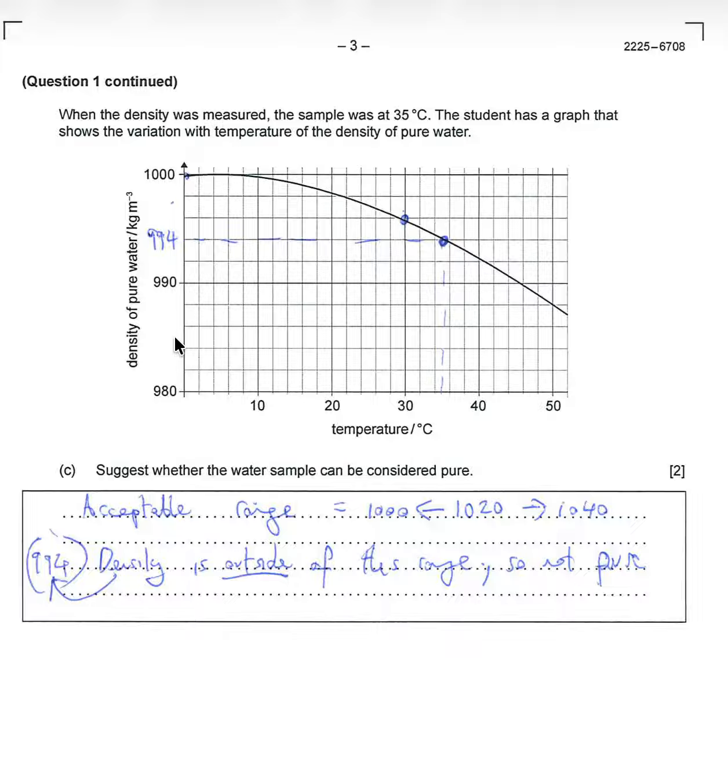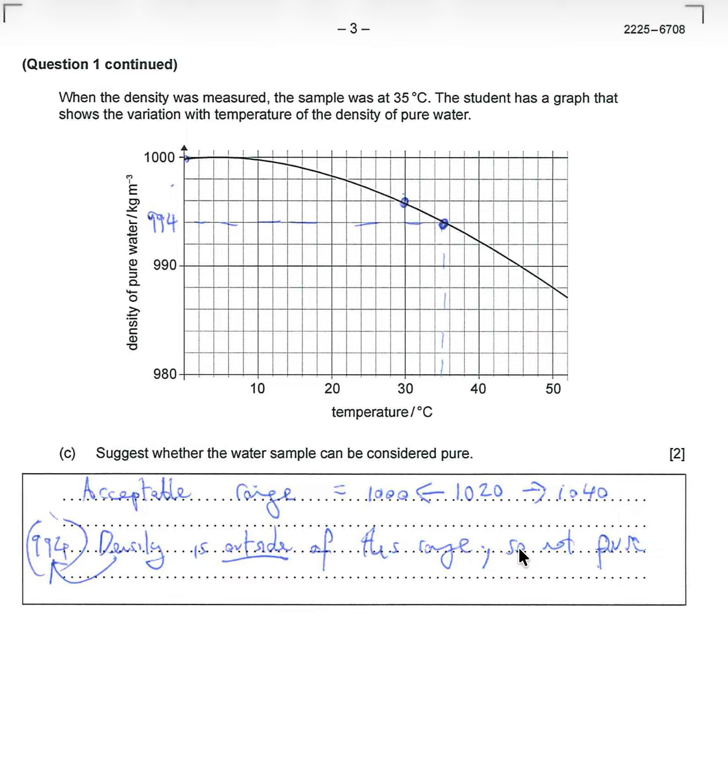So the question is, do these numbers match up? If this water sample is pure, then the density should lie within our uncertainty range. Let's have a look there. We started with 1020, and we have an uncertainty of 20 either side. So we've got 1000 to 1040. Now this value 994 does not lie within that range. It's close, but it's not within that acceptable range, and so our conclusion would be that it is not pure.